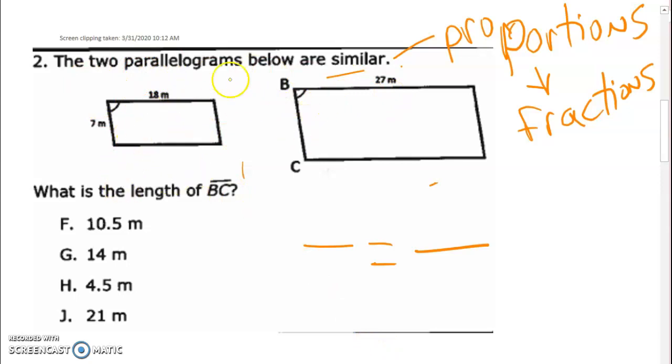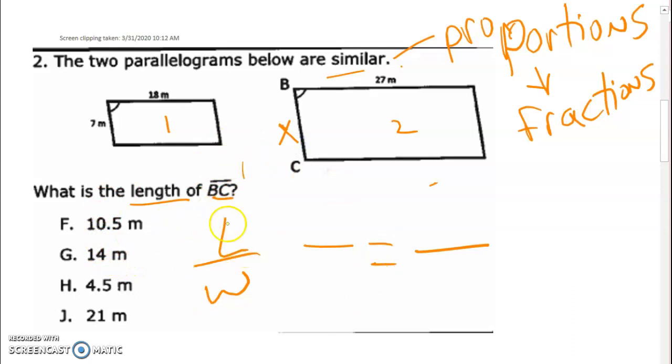Well, I have two rectangles. Rectangles have length and width. So you can either compare, okay, length to width and go that way. Well, let's look at this. Let's say this is number one, this is number two. So what is the length of BC? Well, the length of BC is right here. So let's put an X because we don't know what that measures.